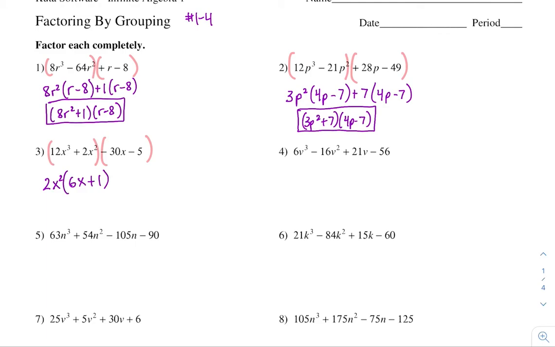Okay, second set of parentheses, you can factor out a negative 5 from both. So negative 30 divided by negative 5 is 6x, and negative 5 divided by negative 5 will give you 1. Great, factor out a 6x plus 1 from both, so we get 2x squared minus 5, and the 6x plus 1. And lastly, number 4, we group.